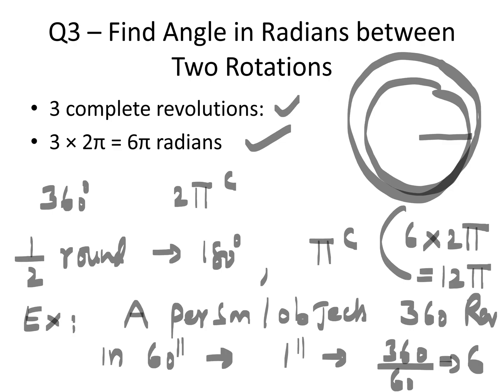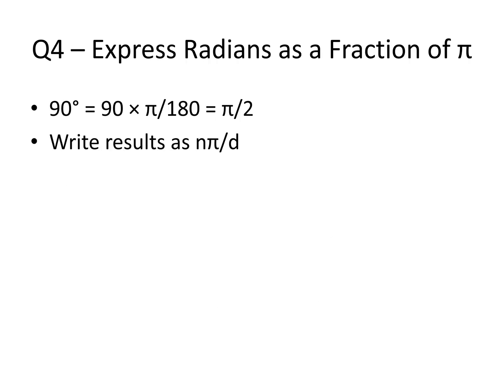That is the speed of that object. So a person or object takes 360 revolutions in 60 seconds. In 1 second, how much? 6 revolutions. One revolution will be 2 pi, so 6 revolutions means 6 into 2 pi. Similarly, converting 90 degrees means pi by 2.